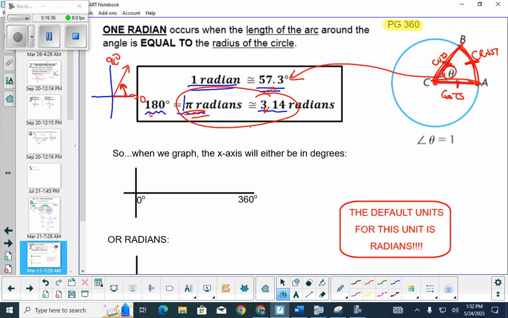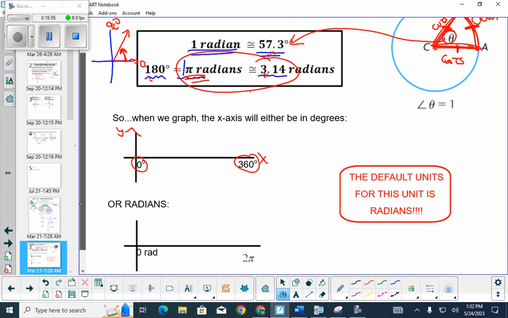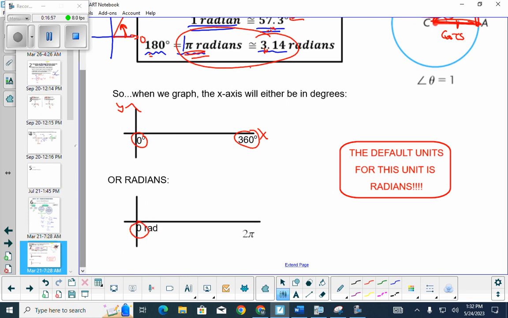Okay? So we are going to be graphing. These are called sinusoidal functions. We're going to be graphing on an XY grid. That X grid in degrees is going to go from 0 to 360. So in radians, it's going to go from 0 to 2 pi because these are equivalent.